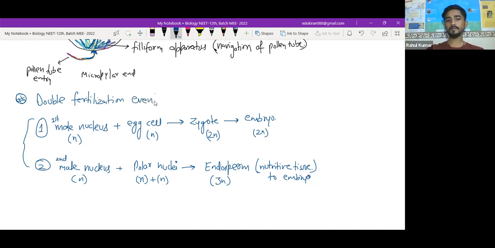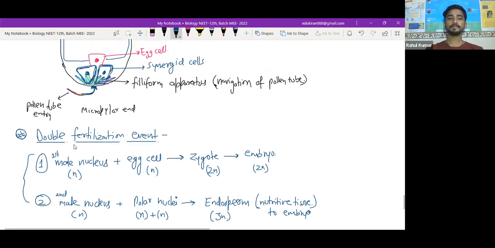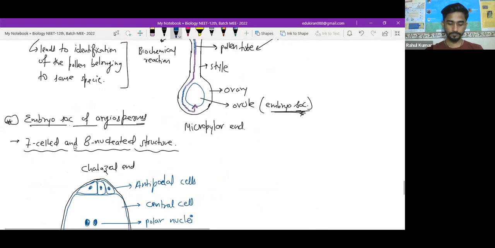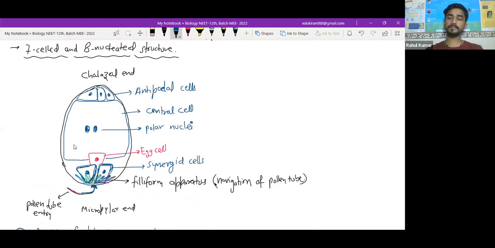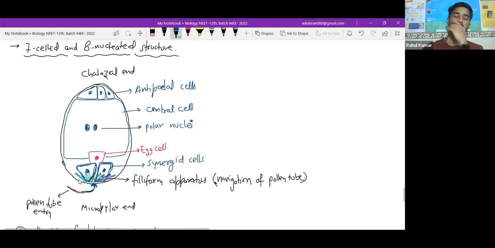What is double fertilization event? So write down. There are two male nuclei in the pollen tube which enters the embryo sac. One male nucleus fuses with the egg cell and gives rise to a zygote, which later becomes an embryo.